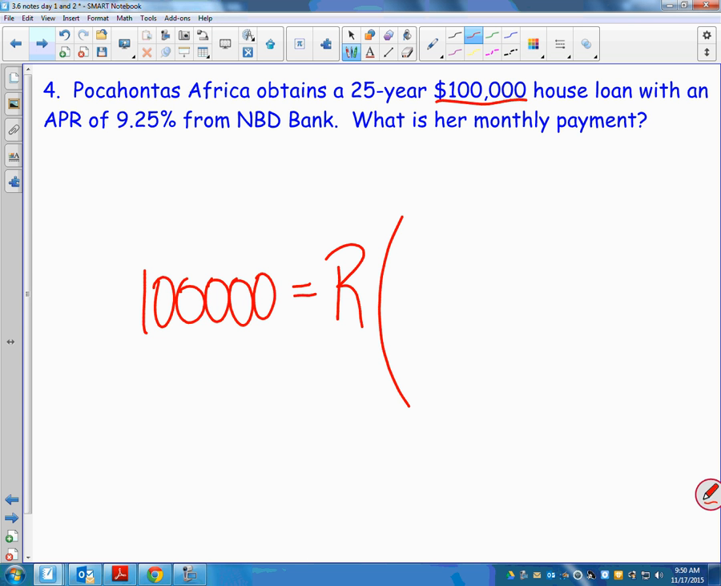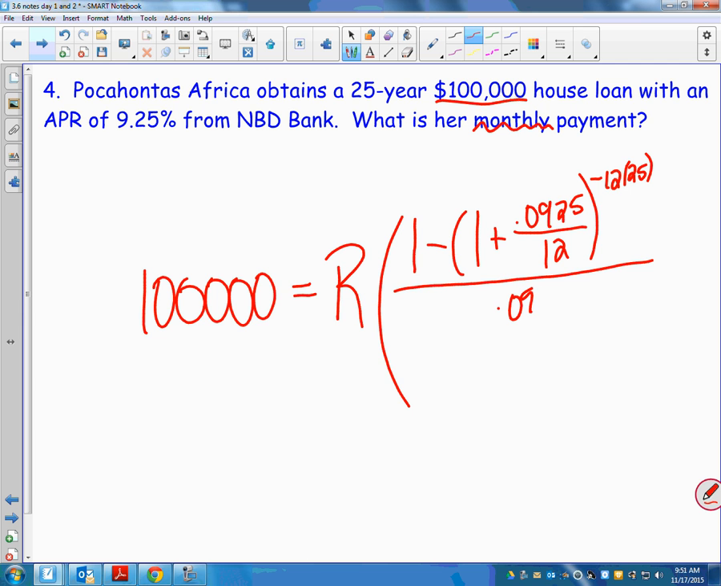She's making payments, so we're using the last formula that I gave you, which is 1 minus 1 plus 0.0925 over 12, to the negative 12 times 25, all over 0.0925 over 12. When I do these problems, I do this side and I write out all the decimals that I get and then I divide it over. But again, do it in steps if you need to. Do the top part, hit enter, divide by the bottom, hit enter, and see if that helps you get the answer faster.